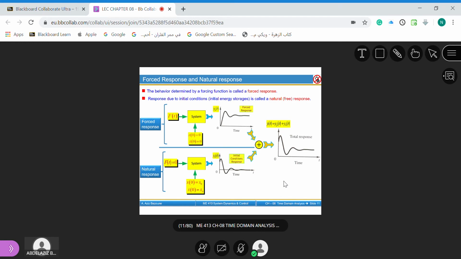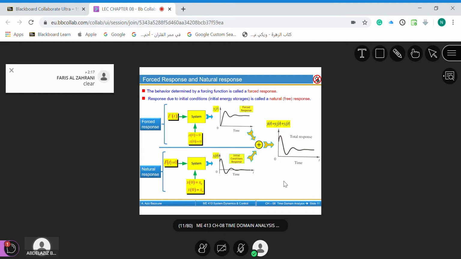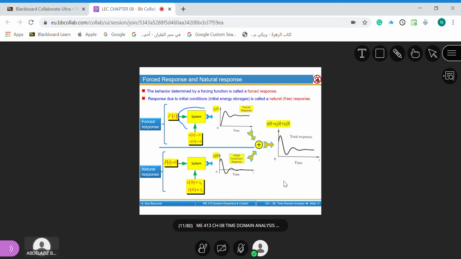I will not spend a lot of time on this slide because I already explained it. When you have an LTI system, the inputs are a force and the initial conditions. First of all, you neglect the initial conditions and see the response to the force term. This is called the forced response or the particular response. Then you take the forcing term equal to 0 and take the initial conditions, and see the response that is due to the initial conditions.